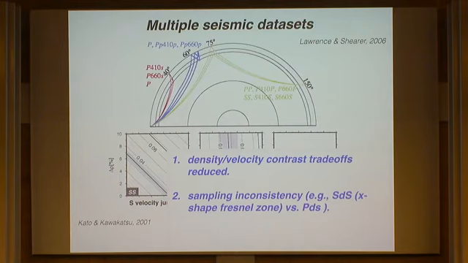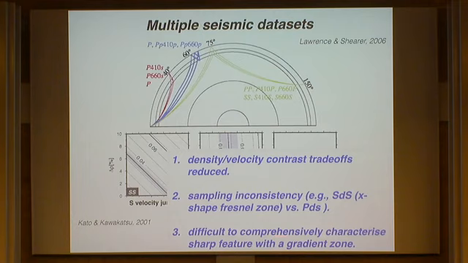Of course, in this case, there's some problem regarding sampling inconsistency. What happened is those SDS or SS reflections have a very wide Fresnel zone, which means the sampling area between the two phases is quite different. So basically, we are sometimes comparing apples with oranges. Then, of course, it's still very difficult to characterize a sharp feature with a gradient zone because this kind of observation is concentrated at a long period, about 10 seconds.